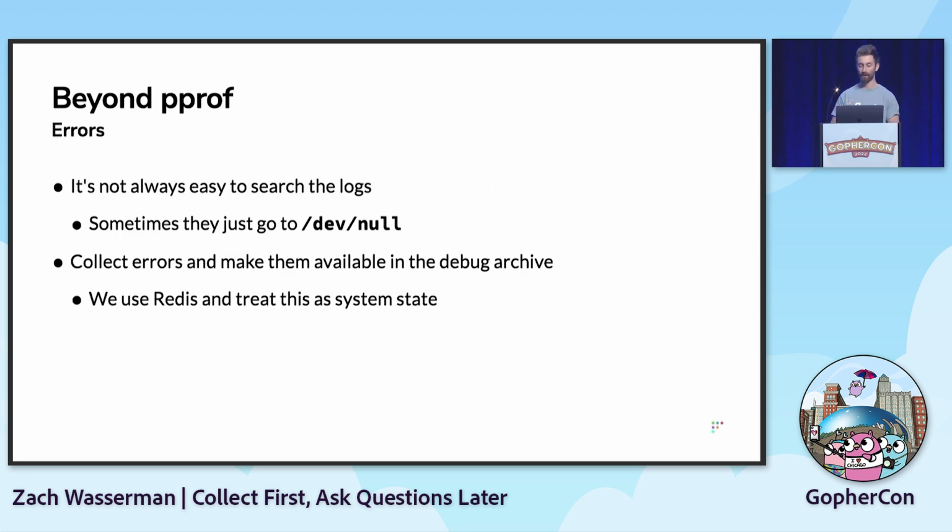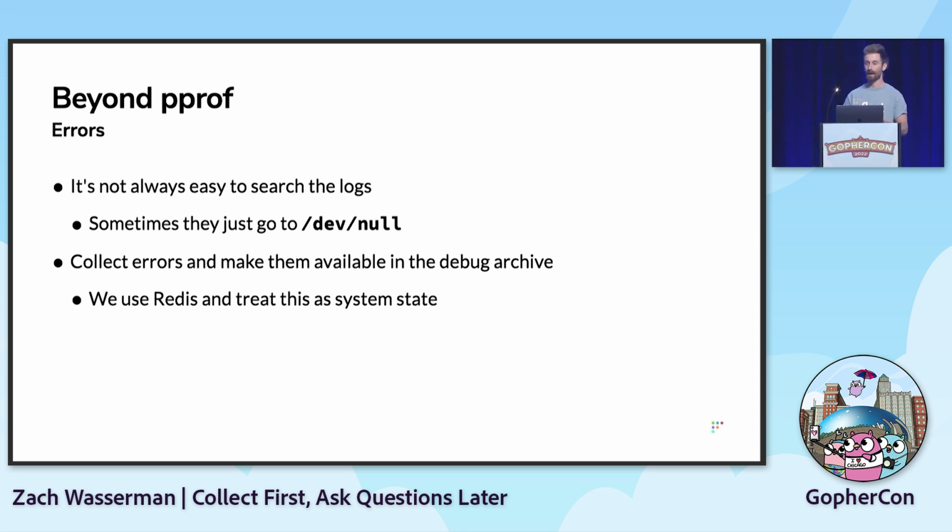So for us, errors became a very apparent one. Almost always a debugging step was, well, can you look at the logs and see if there are any errors in the logs? And for us, in our users, it's not always easy to search the logs. The logs are maybe even going to dev null. They're maybe being thrown out. Maybe they're going to an Elastic cluster and people don't have credentials for it. Maybe they're going somewhere in AWS. Our users just didn't always know.